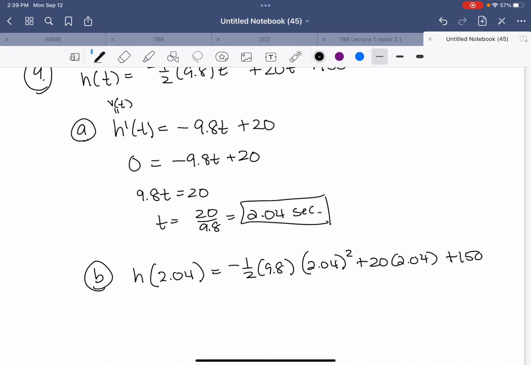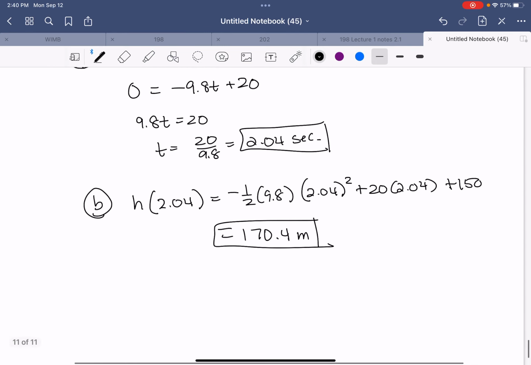If I do that, I've got 170.4, and that is in meters. Okay, because our velocity is given in meters per second. All right, C. Find the velocity of the object at the time it reaches its maximum height.